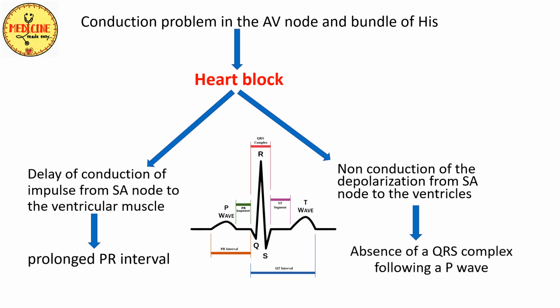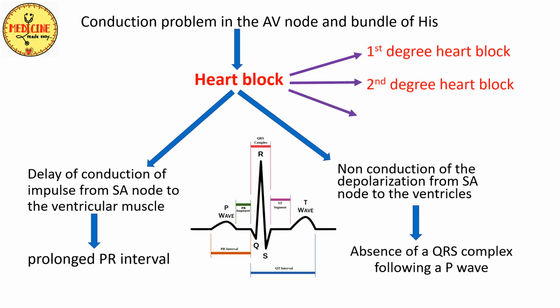There are three main types of heart blocks known as the first degree heart block, the second degree heart block, and the third degree heart block, which is also known as a complete heart block.